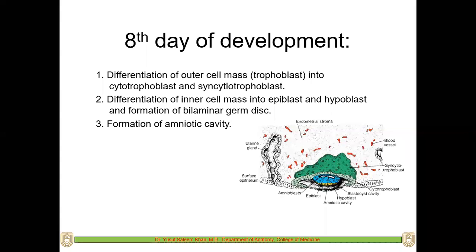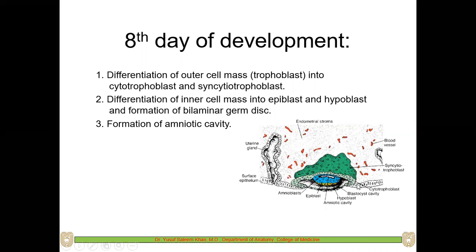So we'll once again revise and summarize the changes which take place in the second week. Okay, so the second week starts from the 7th day when it gets implanted, and by the 8th day of development there is differentiation of the outer cell mass, that is the trophoblastic cells, into cytotrophoblasts and syncytiotrophoblasts. So now we are trying to revise once again before we end. What are the changes taking place each day? By the 8th day, the trophoblast has differentiated into cytotrophoblastic cells and syncytiotrophoblasts.